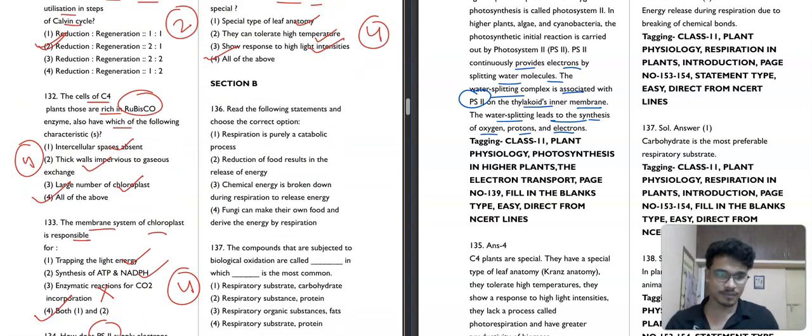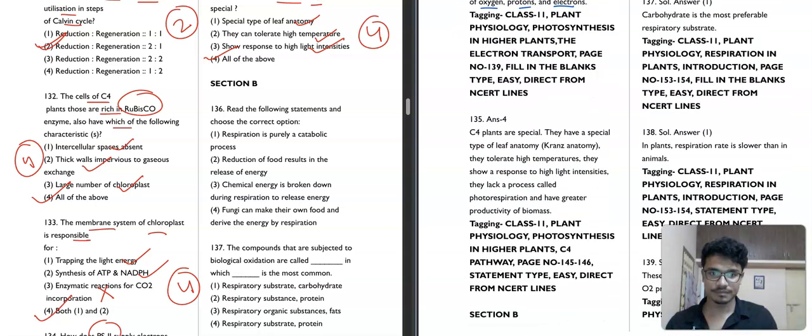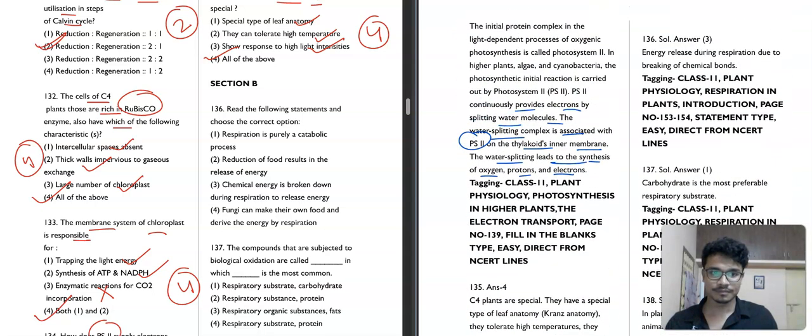Then question number 136. Read the following statements and choose the correct option. Respiration is purely a catabolic process. Respiration is an anabolic process. This is not correct. Then reduction of food results in the release of energy. Not correct. Chemical energy is broken down during respiration to release energy. It is absolutely correct. The energy is released during respiration due to breakdown of chemical bonds. Fungi can make their own food and derive the energy by respiration. Not correct. Which of the following is the correct one? Third option is our correct one.